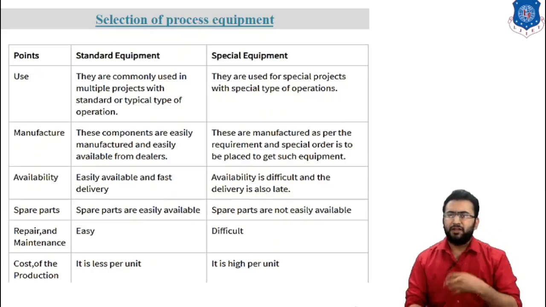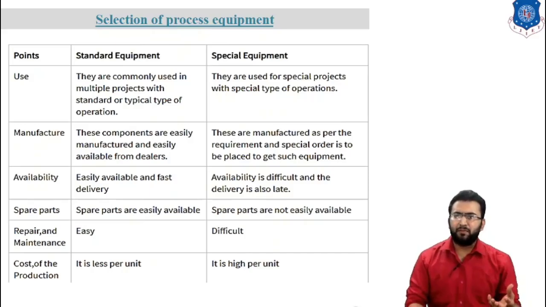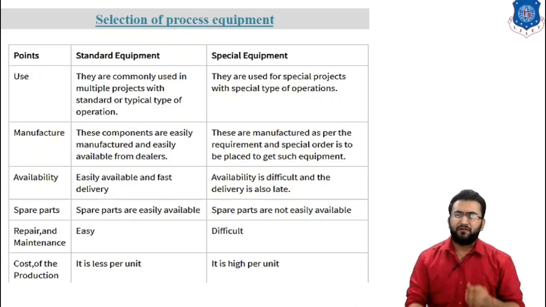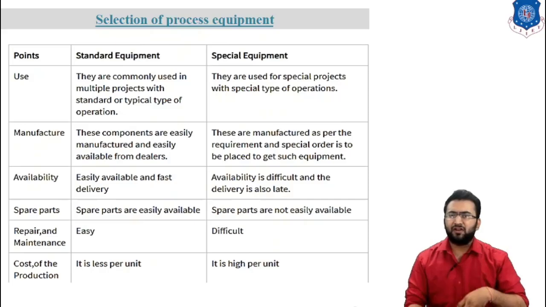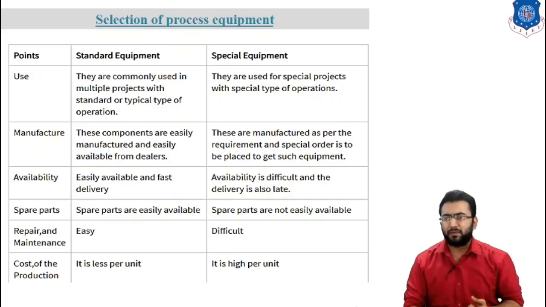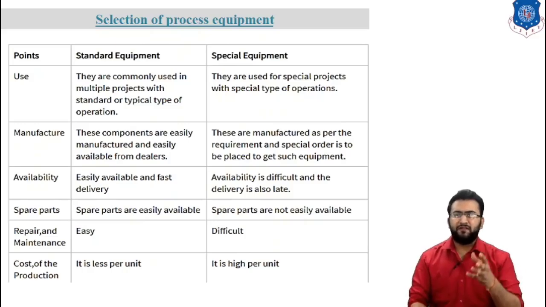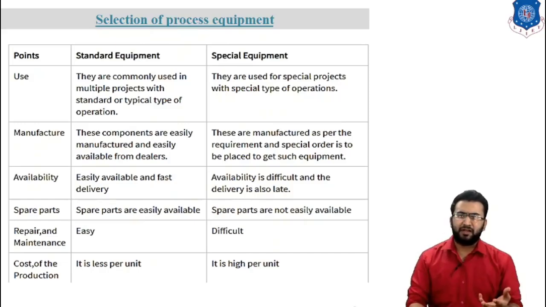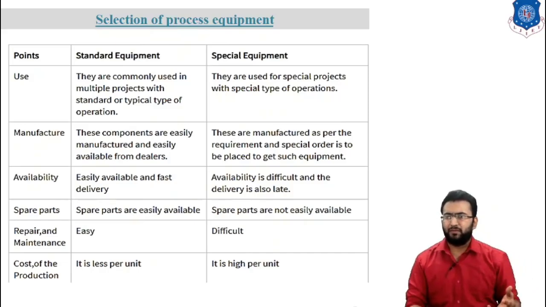Standard type equipment is manufactured by the manufacturer, and its components are easily available and easily manufactured. For special equipment, the manufacturer builds as per the requirement and a special order is to be placed to get such type of equipment. Availability of special type of equipment is difficult and delivery is also late. Spare parts for standard type equipment are easily available, whereas spare parts of special type equipment are not easily available.